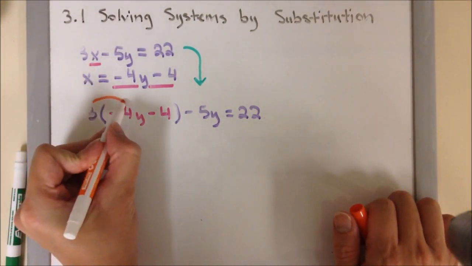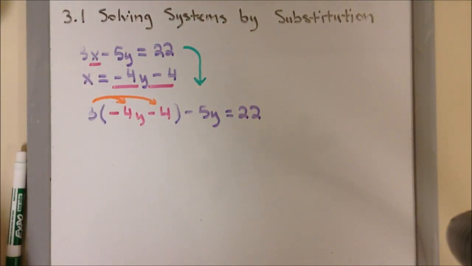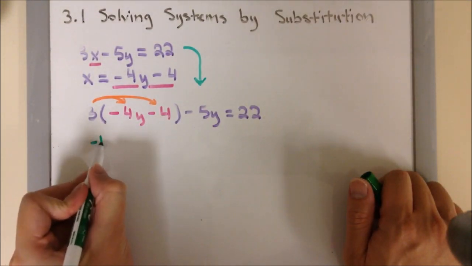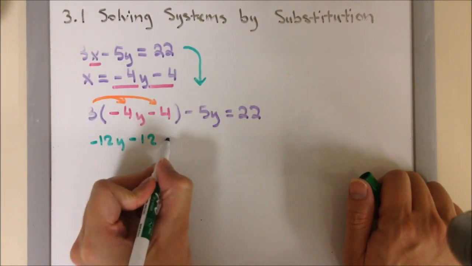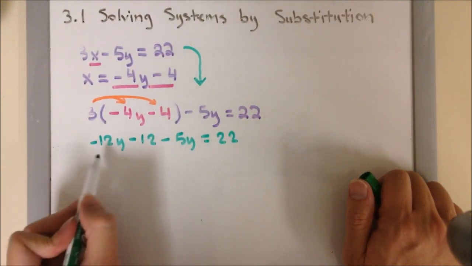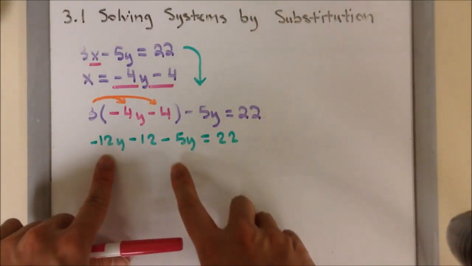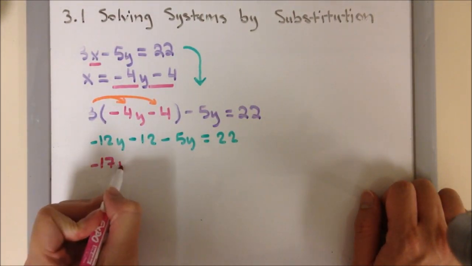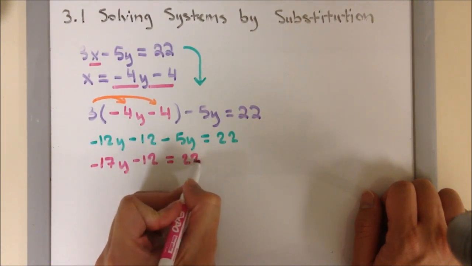I'm going to distribute the 3 outside the parenthesis. So it's going to be 3 times negative 4y, negative 12y. 3 times minus 4, so negative 12. Bring down minus 5y. Bring down equal to 22. So I'm going to combine my y's like terms. So negative 12y minus 5y, that's going to become negative 17y. Bring down the minus 12. Bring down the equal to 22.